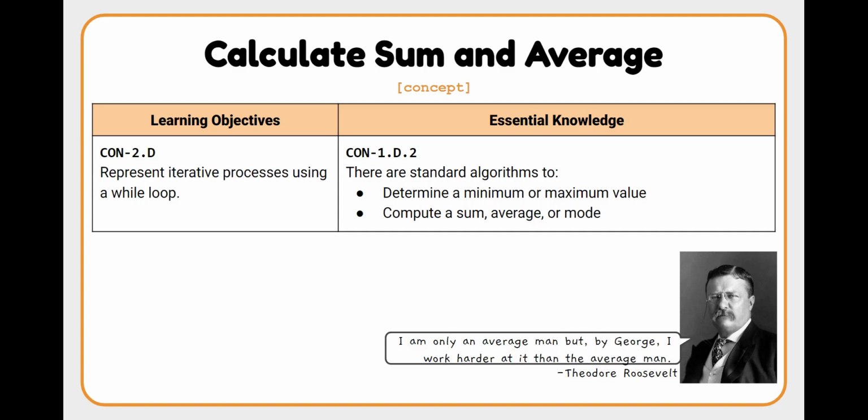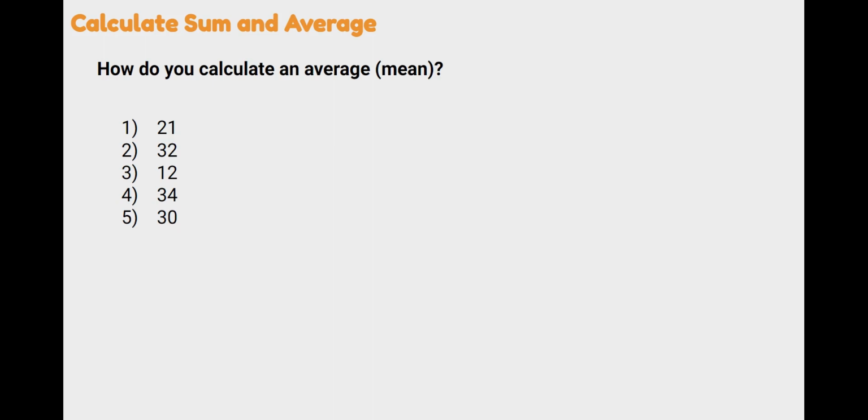Yet another algorithm, this one to calculate the sum and average. Learning objective: represent iterative processes using a while loop. Our question is then, how do you calculate an average? In this case, we mean the statistical mean. To calculate an average, we need to add up every single number in the list. We cannot calculate the average until we've gone through the entire list. Then we divide by the number of numbers in the list.